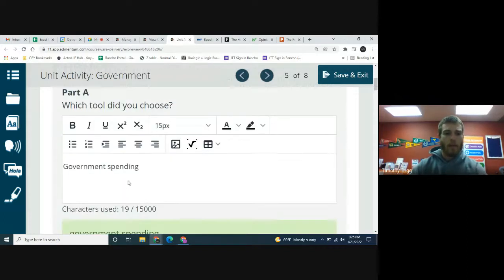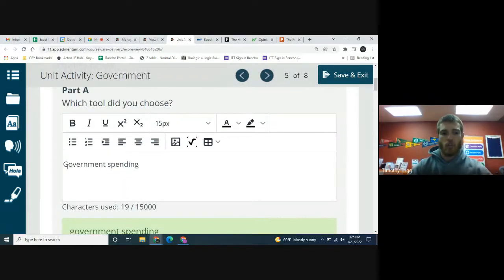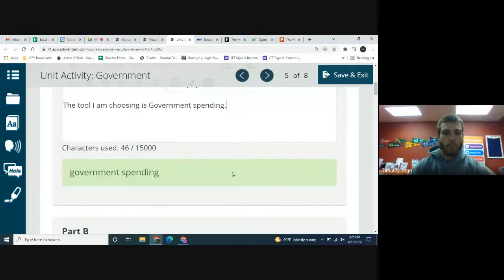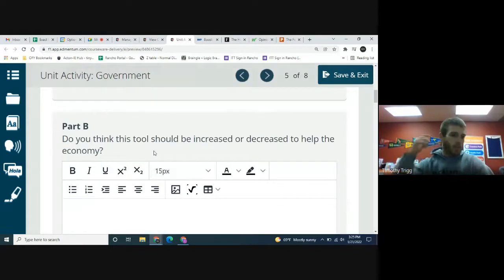Maybe answer this in a complete sentence too. So maybe, the tool I am choosing is government spending. Great. Okay. Do you think this tool should be increased or decreased to help the economy?